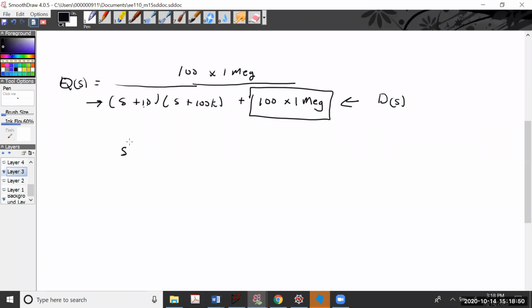So we have S squared plus 1 meg, right? And then I'm just going to do 100K plus 10 S. All right. The reason why I do that is that this is so much bigger than that, it would be hard to write out that number. Okay? And I see the chat, and I just want to finish a thought.